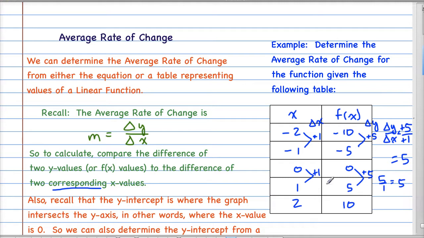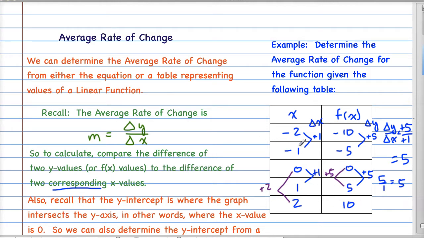Now we have to make sure we're doing corresponding values. So it would be incorrect if I tried to do something like this. If I did the change between 0 and 2, that would be +2. And then I did something like this with 0 and 5, that would be +5. What I'm noticing here is that these aren't the same values, right? I jumped over. I did 0 and 2. The corresponding y coordinates would be 0 and 10, right? So make sure that you're always using corresponding values when you're comparing the rates of change.